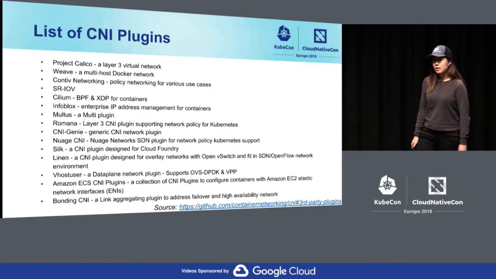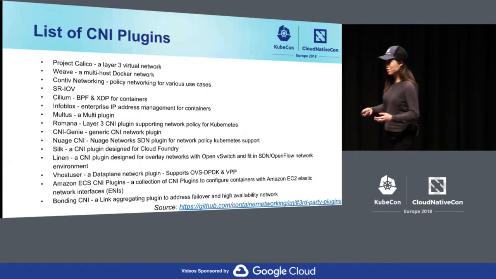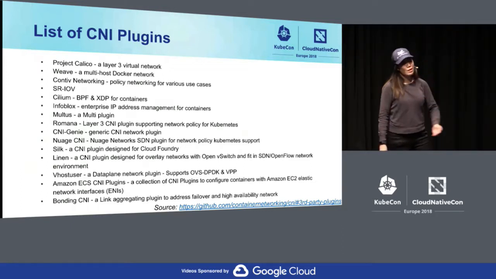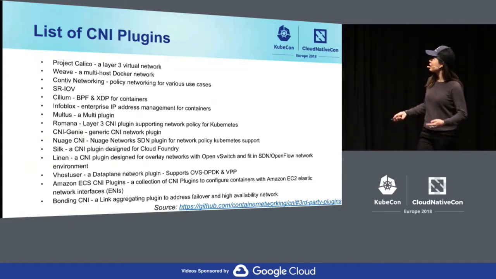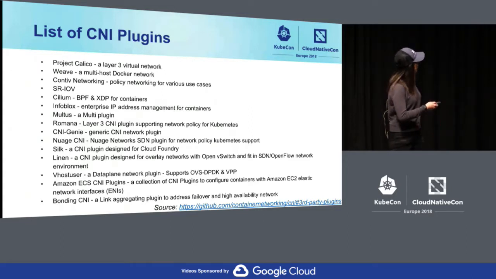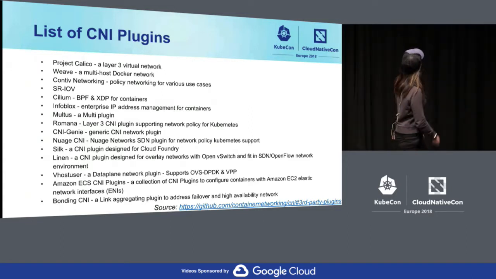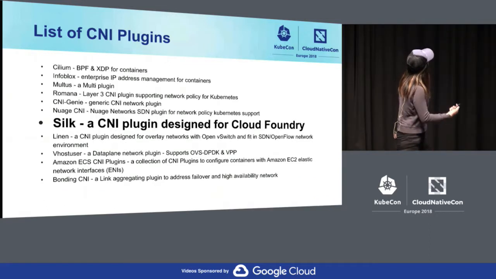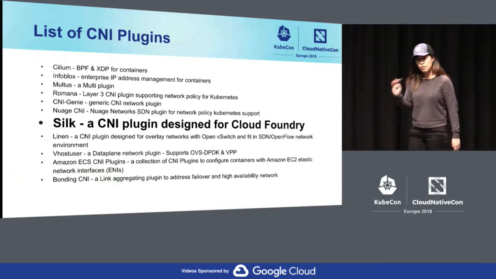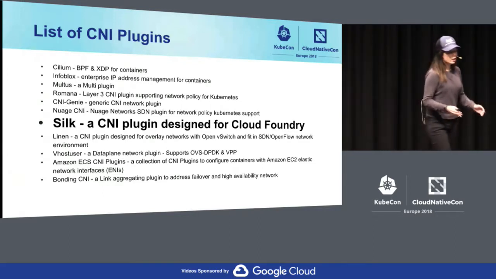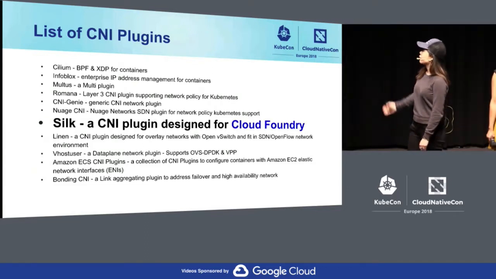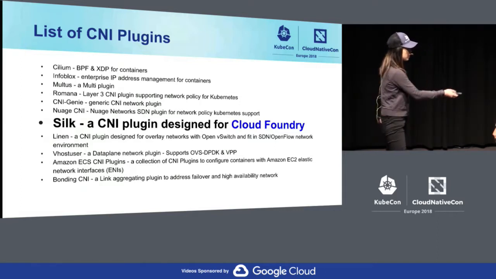So we talked about how we have the use case for CNI because we want to bring many different solutions. So here's just a list of many different CNI plugins that are out there. As you can see, it's extensive. But for the purpose of today's talk, we're really going to focus in on Silk, which is a CNI plugin that's designed for Cloud Foundry. And so to understand our journey, to understand why we decided to build Silk, we need to look at Cloud Foundry first because we designed it for this use case. And so I'll hand it over to Usha.